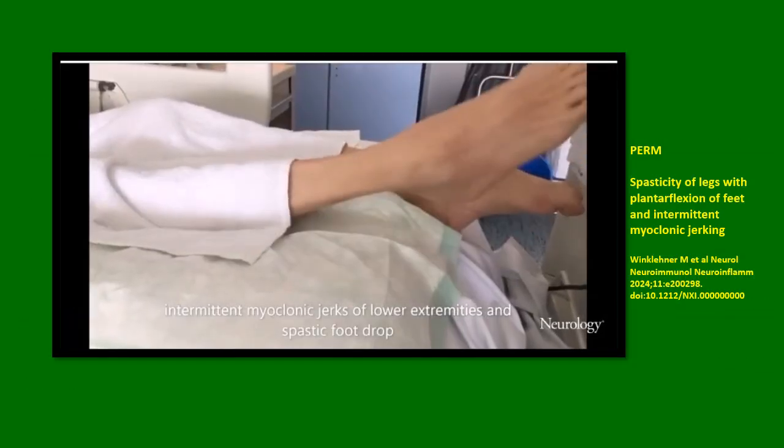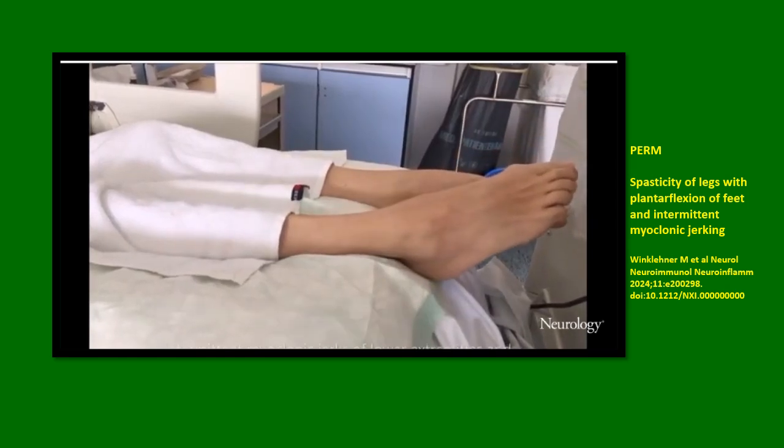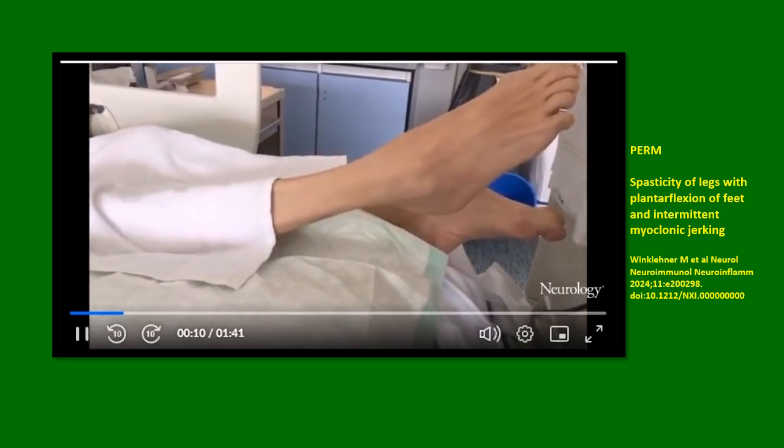This is a video of a patient with PERM. It shows spasticity of the legs with plantar flexion of the feet and intermittent myoclonic jerking.